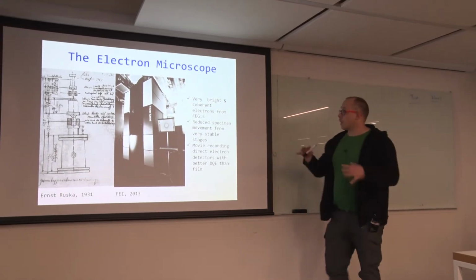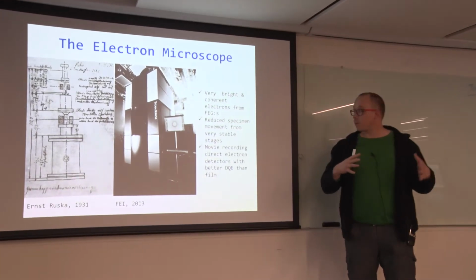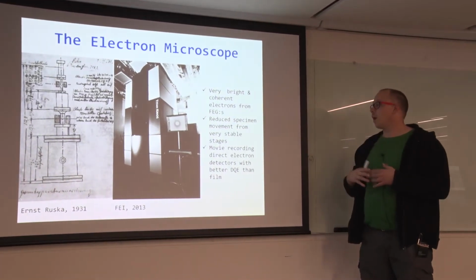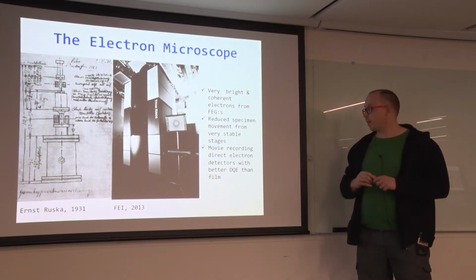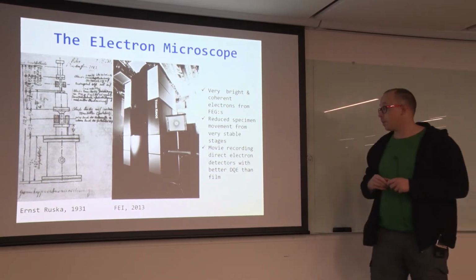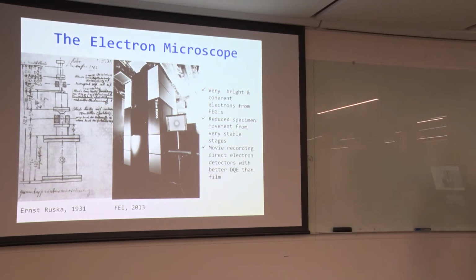We have extremely stable stages because we're doing atomic resolution imaging, so we can't move around too much. And over the last couple of years, we have seen a revolution in detector technology with these CMOS-based detectors that can record movies, and these movies have better detective quantum efficiency than the traditionally used film.